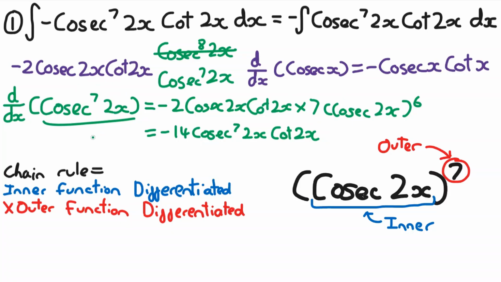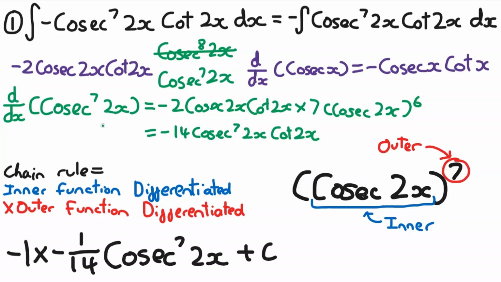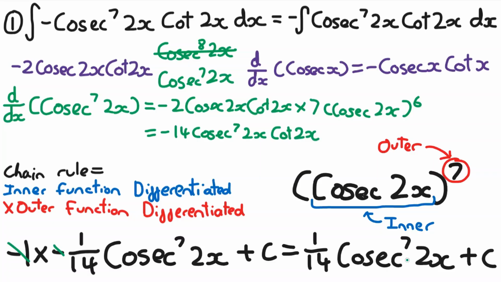So this is going to be the answer, but remember to divide by the coefficient here, so it's going to be minus 1 over 14 cosec to the power of 7 2x. But remember that we have this minus up here that we took out at the start, so this whole thing is going to be multiplied by minus 1, which cancels out with this minus, so we're left with 1 over 14 cosec to the power of 7 2x plus c.